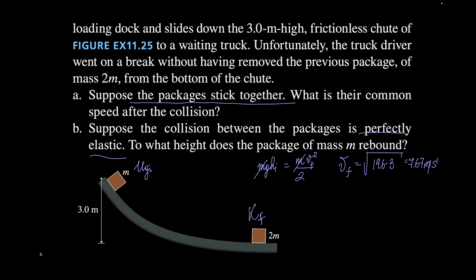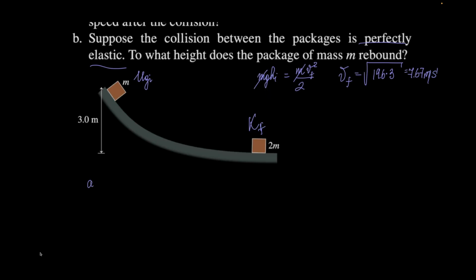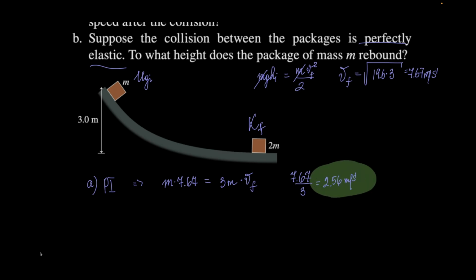Then we're going to talk about conservation of momentum. A, perfectly inelastic. We start with m times 7.67 should be equal to 3m, because they stick together, times v final. So it's 7.67 divided by 3, 2.56 meters per second. So that would be the answer to A. That is their common velocity, 2.56 meters per second. That is how fast both of them, after they stick together, move to the right.